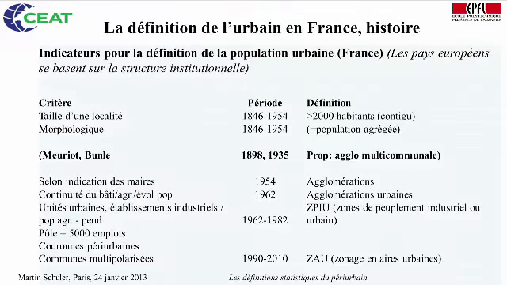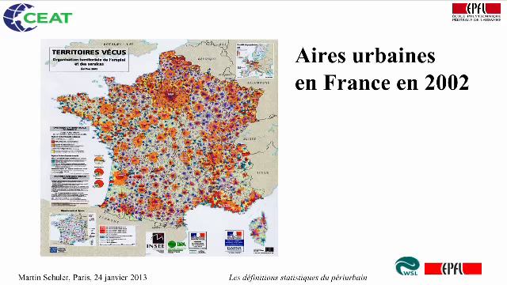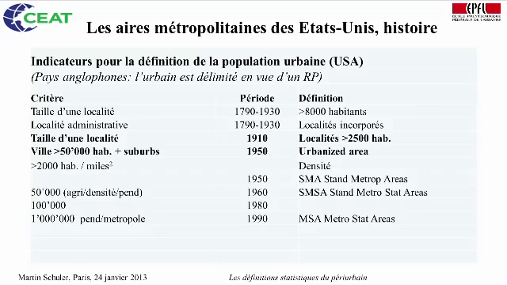and then the urban area zoning, ZAU, having multi-polarized towns, peri-urban rings around centers or towns that are looking towards different centers, giving a different view of France in 2002, and the new definition that's just been developed.